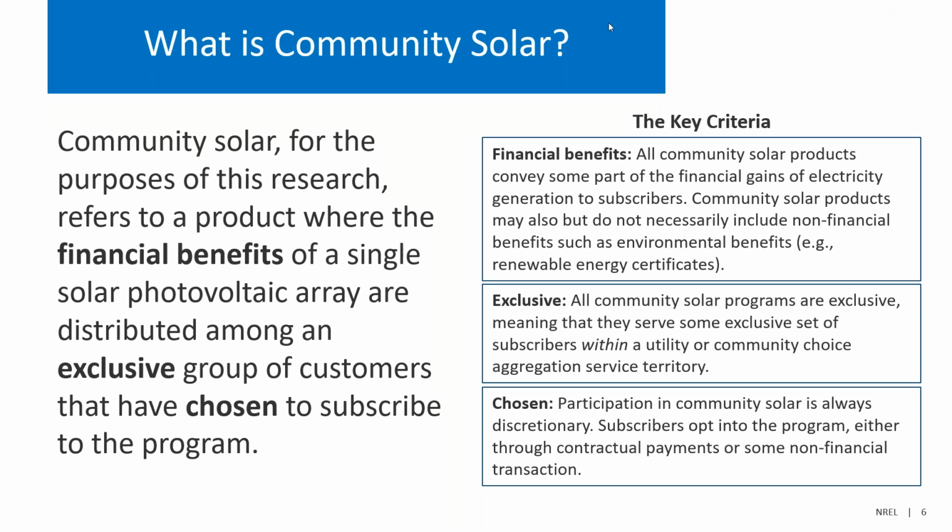The second criteria is that folks who are subscribing in the project really are local. So this is that there are subscribers within our utility service territory or maybe within a couple local counties. And the last criteria is that the subscription is discretionary. So you do have people opting in to purchase community solar. They may be making payments on a monthly basis or upfront payments, but they are making that choice to subscribe to the product.